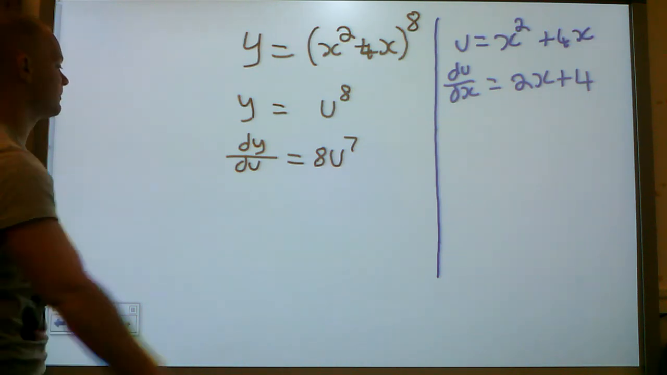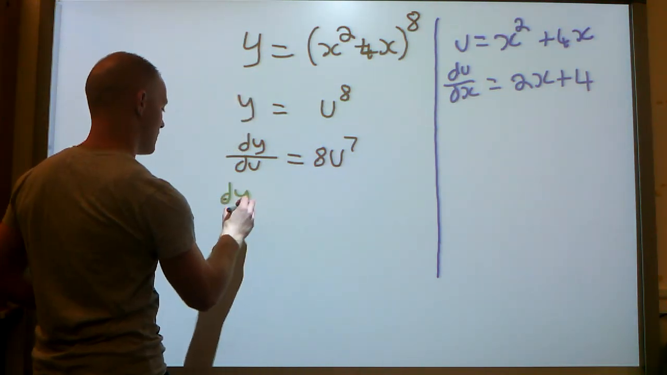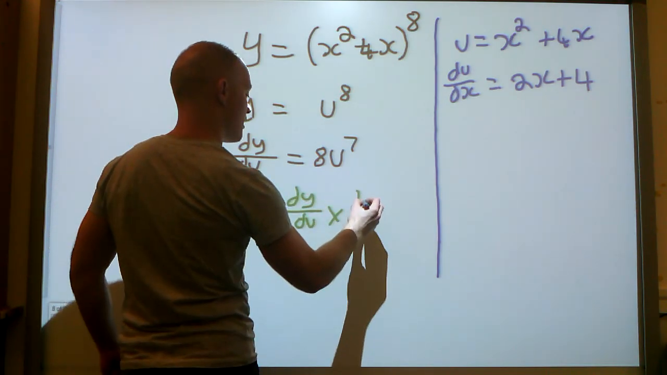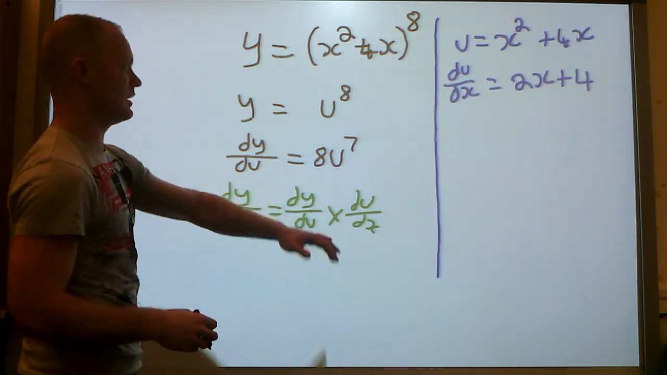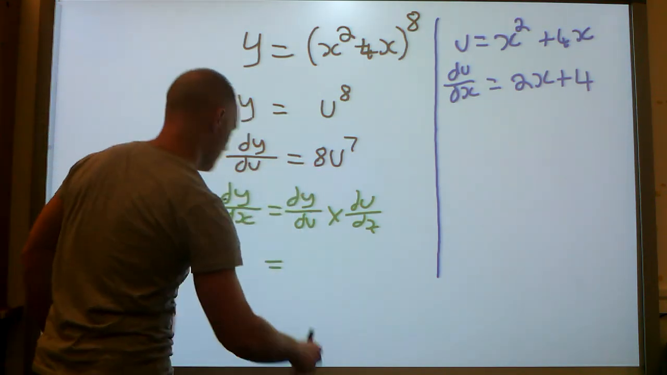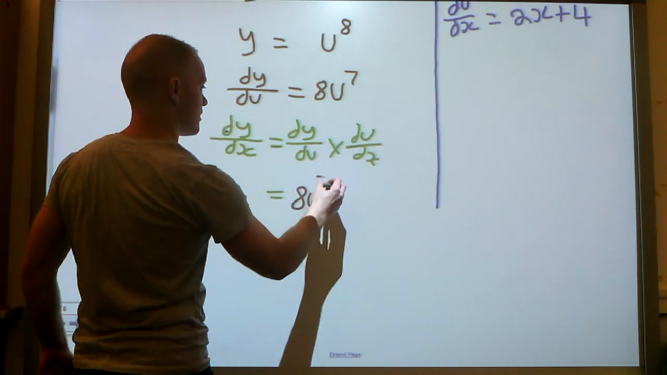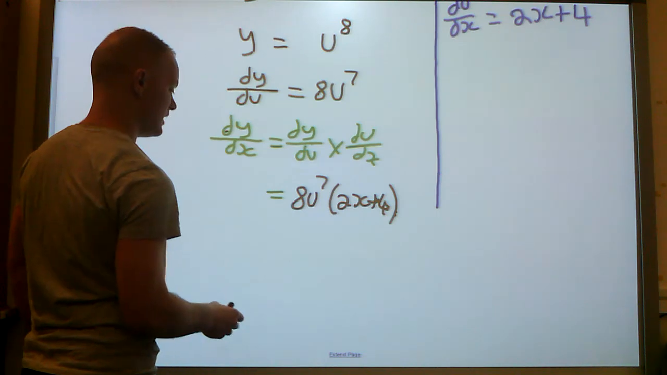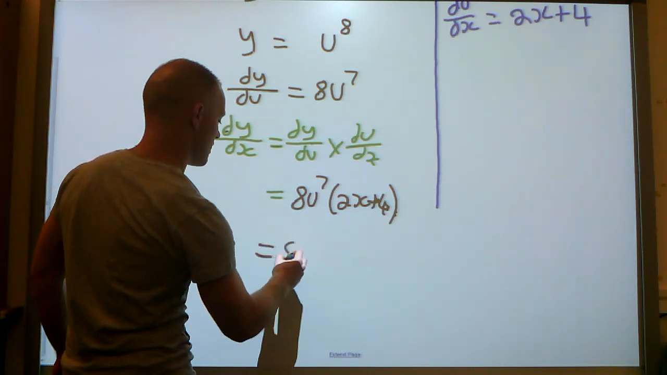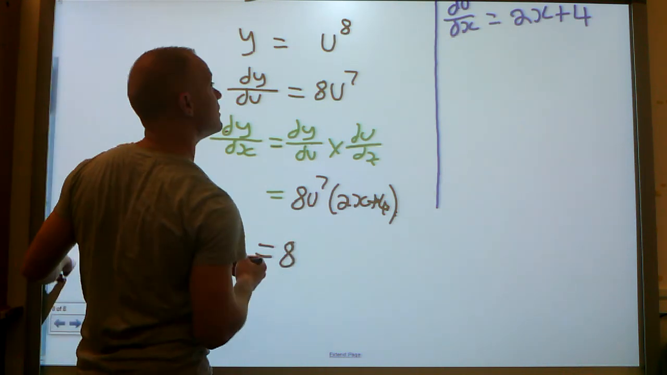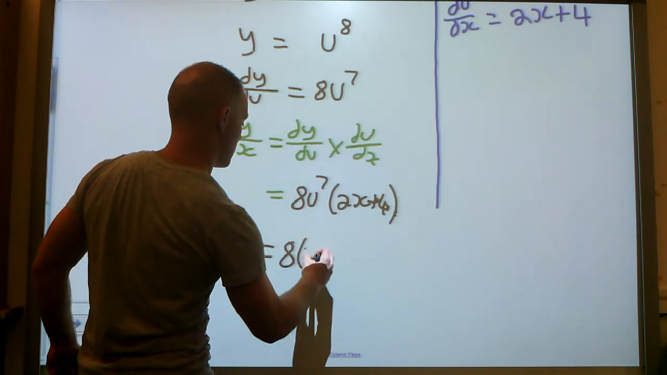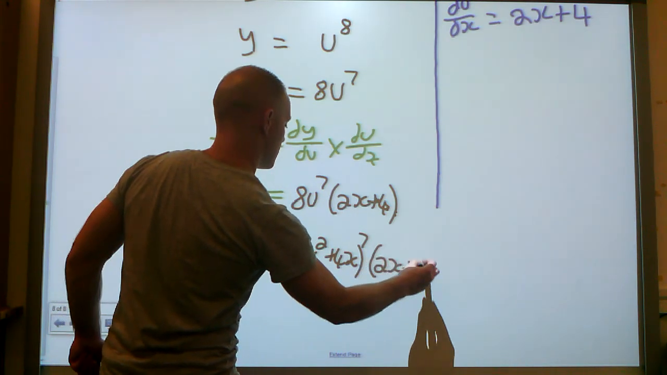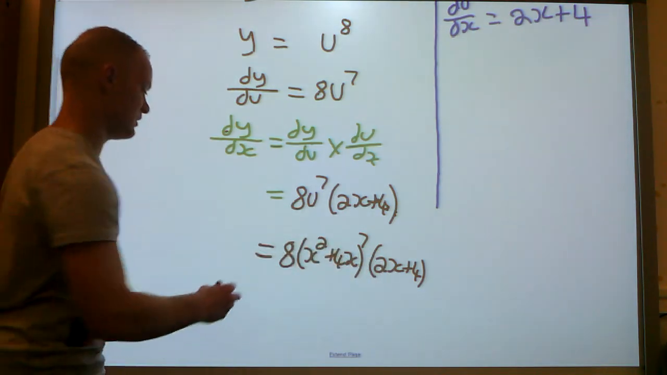But, again, we want dy dx. Okay? So we know dy dx is equal to dy du multiplied by du dx. Because they obviously just cancel off and give you dy dx again, okay? So that's 8u to the power of 7 multiplied by 2x plus 4. Right, we're going to change u, so that is equal to 8 times u to the power of 7, which is x squared plus 4x, to the power of 7, times 2x plus 4. Or you can multiply that out if you want, so it'll be 16x plus 32.